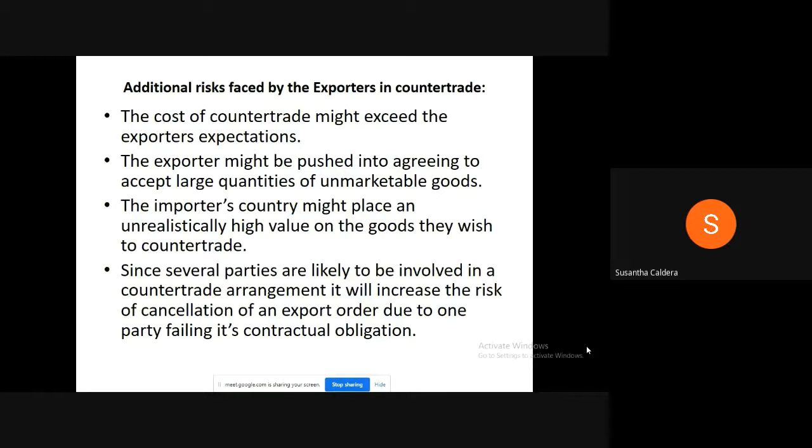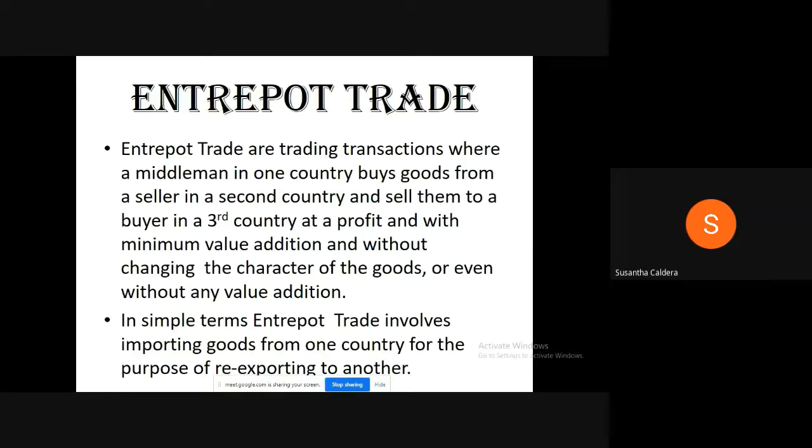There are too many agreements. If there's an issue with one agreement, then the whole system will collapse. So therefore, it's a very big risk to the exporters in counter trade. Okay.